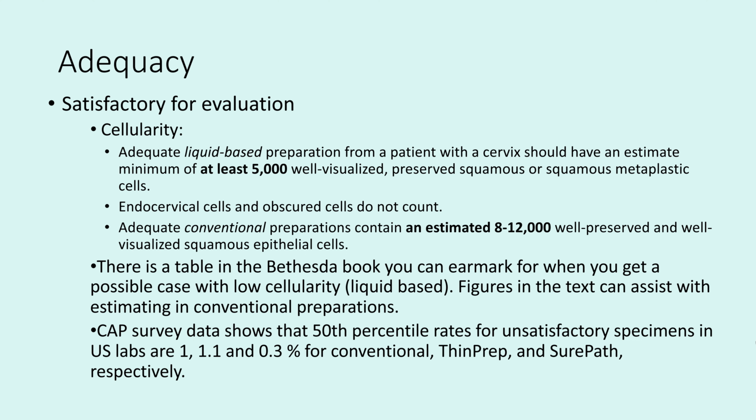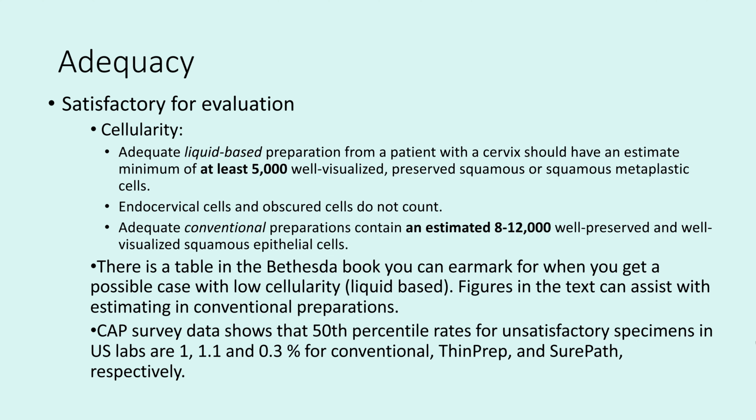Some developing countries still use them all the time, so throughout the Bethesda, they always talk about both preps and the differences in morphology. There's a table in the Bethesda book you can use. I didn't put it in here, but if you get to the point where you're signing out a slide and you don't know, it'll tell you the objective, how many cells you can count, and there's a formula for estimating cellularity on a slide. These are pretty uncommon.